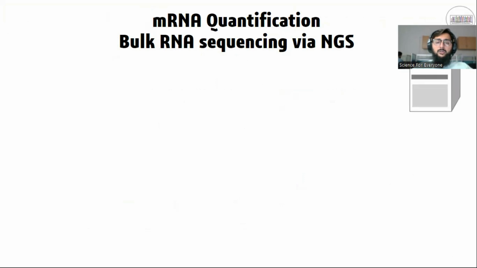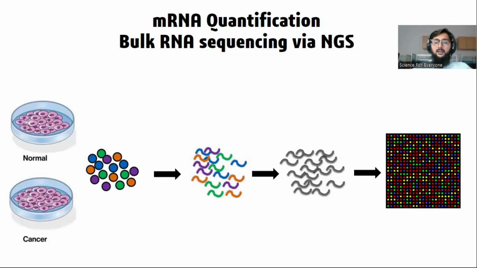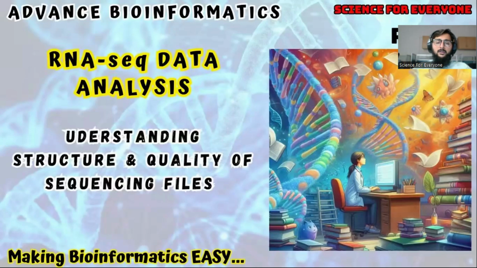After that, a new technology came, known as bulk RNA sequencing technology, or we can say next generation sequencing. What they did was take some normal and cancer samples, extract the messenger RNA out of them, and quantify it. After the quantification, it was analyzed and differentially expressed genes were identified. I also have a complete playlist of bulk RNA sequencing data analysis, and how to process it and find differentially expressed genes. So you can also watch these videos. It's a complete playlist.